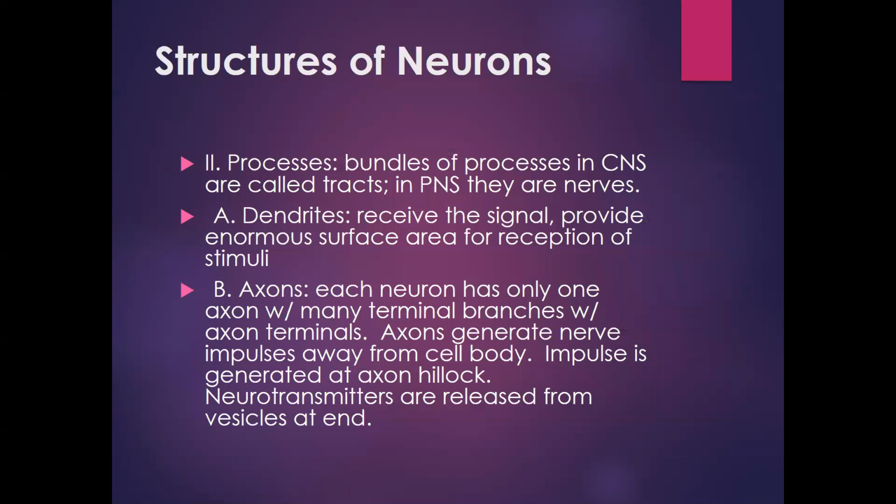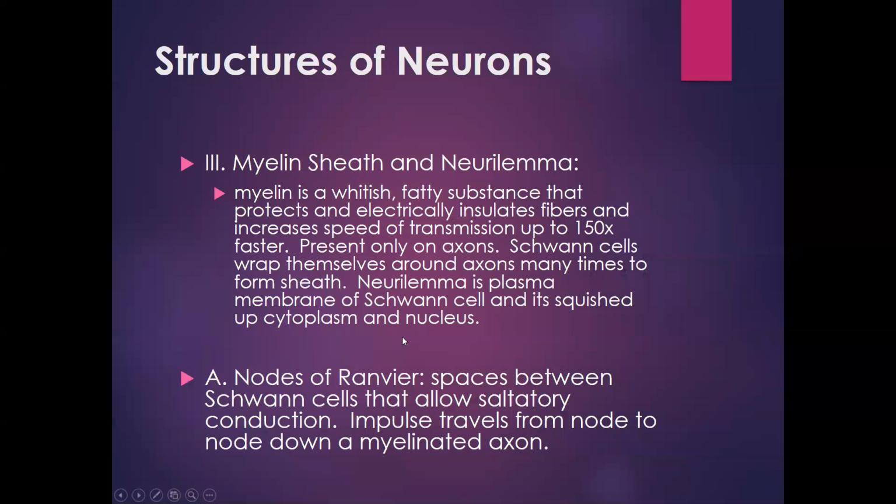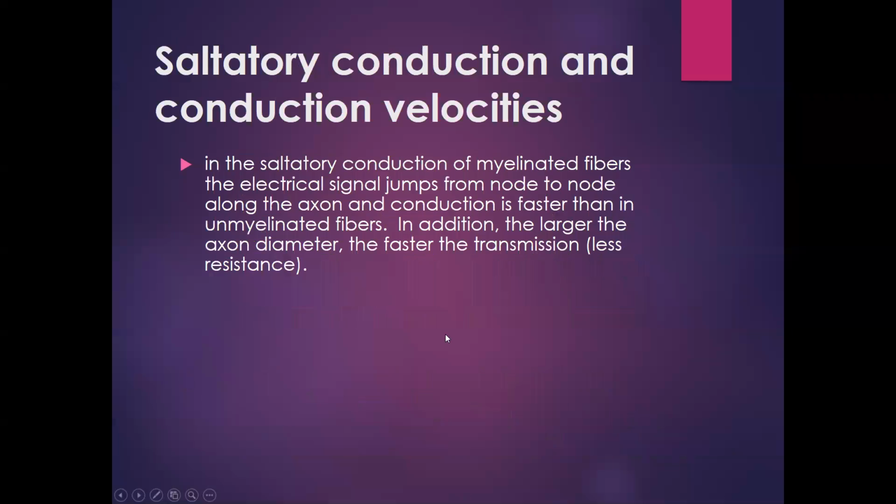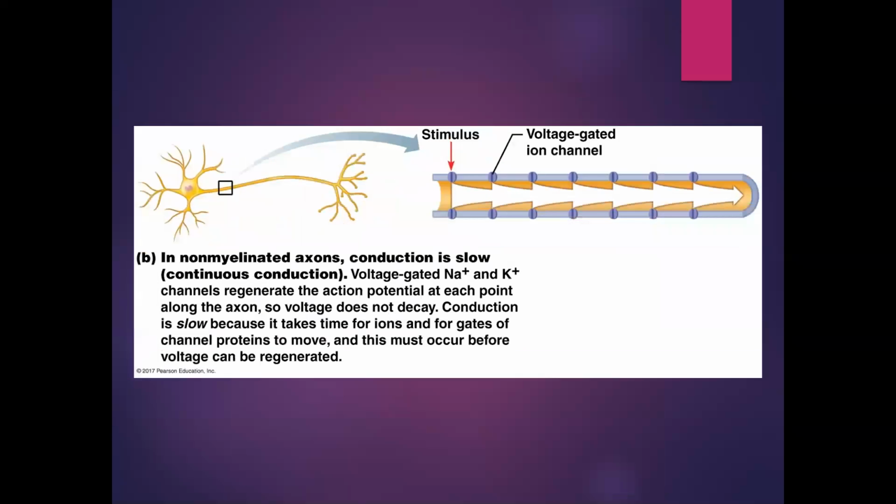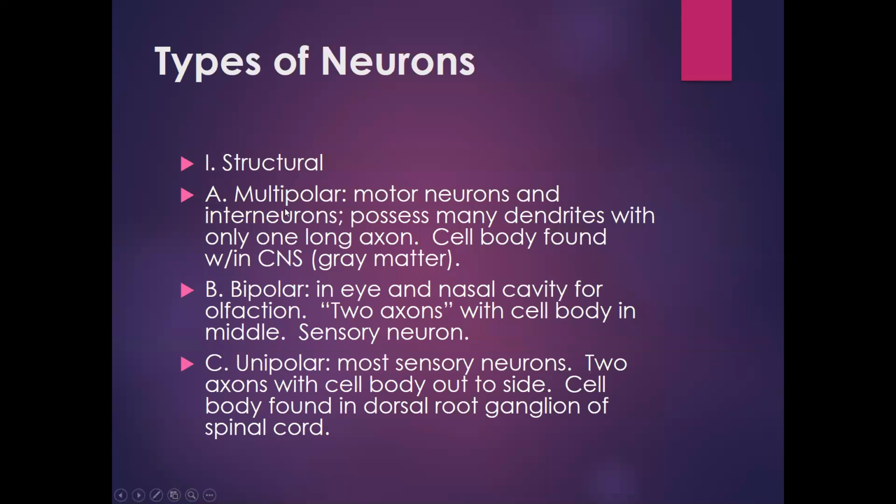Okay, there's that. The processes, we have dendrites and axons, and we talked about all of that. And we talked about myelin sheath and nodes of Ranvier and saltatory conduction. And okay, so multipolar neurons. So motor neurons and interneurons structurally are multipolar neurons, many dendrites with one long axon. The cell body will be in the CNS of all the multipolar neurons, with an exception we'll learn about near the end of the semester. Bipolar in your eye and nasal cavity for smell.